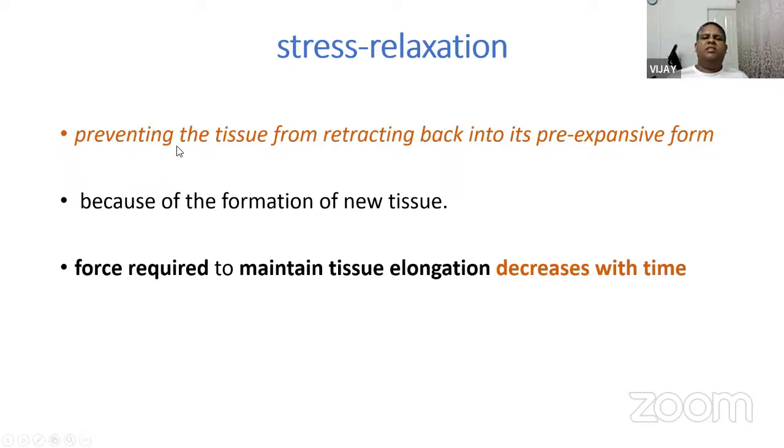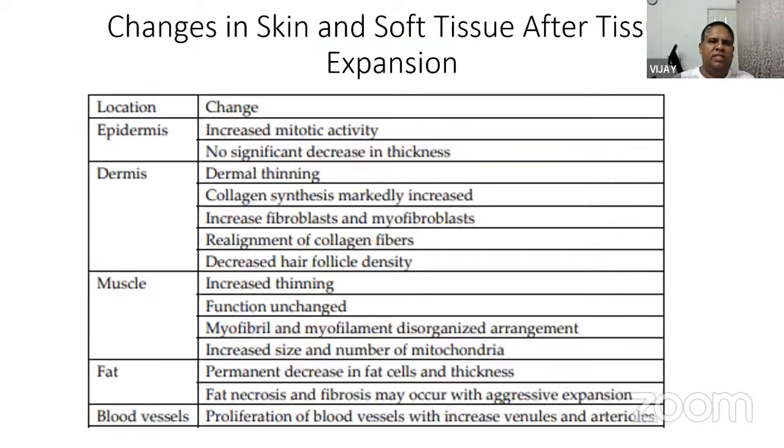Stress relaxation is preventing the tissue from retracting back into its pre-expansive form. Because of stress relaxation only, whatever expansion is achieved is being maintained. That is happening because of the formation of new tissue. Therefore, the force required to maintain the tissue elongation decreases with time. That is called stress relaxation.